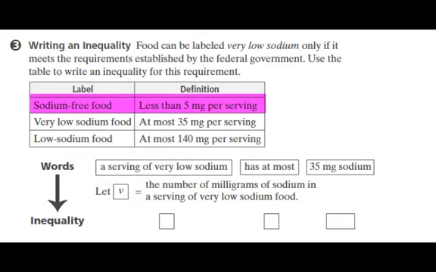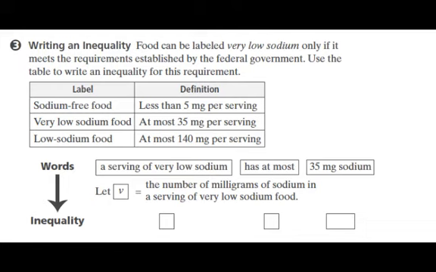Sodium-free food has less than 5 milligrams per serving. Very low sodium food has less than 35 milligrams per serving. Low sodium food has at most 140 milligrams per serving. So a serving of very low sodium has at most 35 milligrams of sodium. We're going to let V equal the number of milligrams of sodium in a serving of very low sodium food.